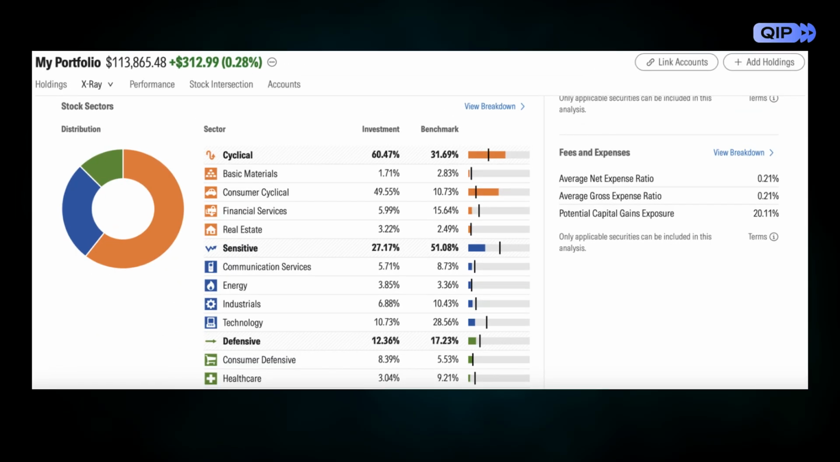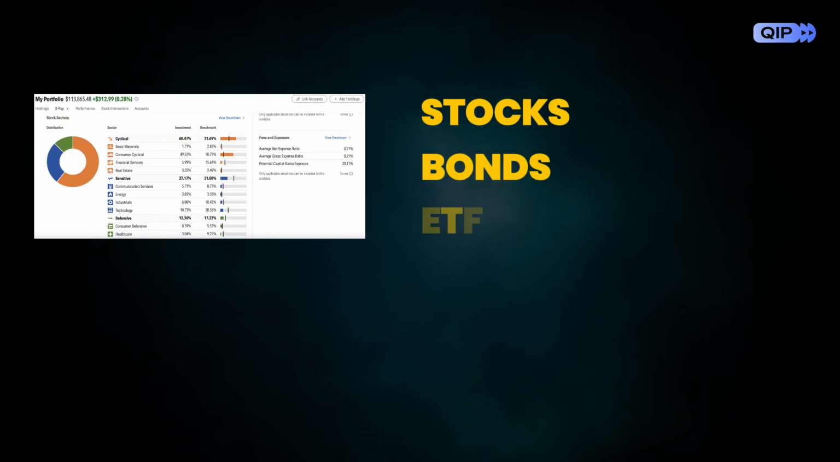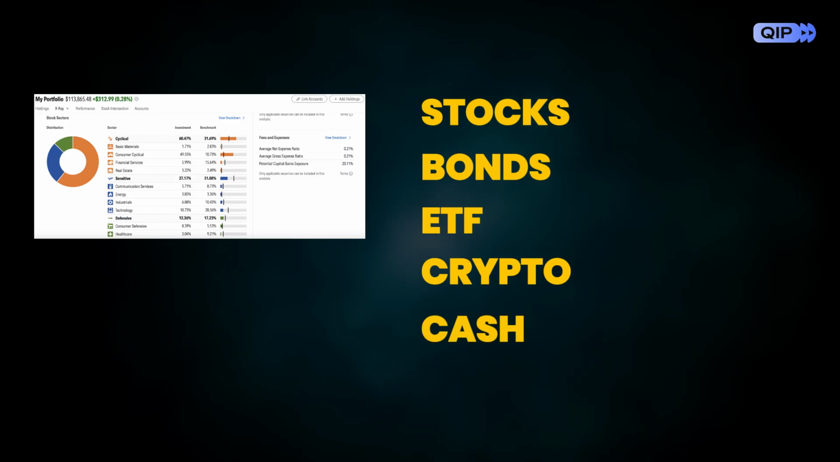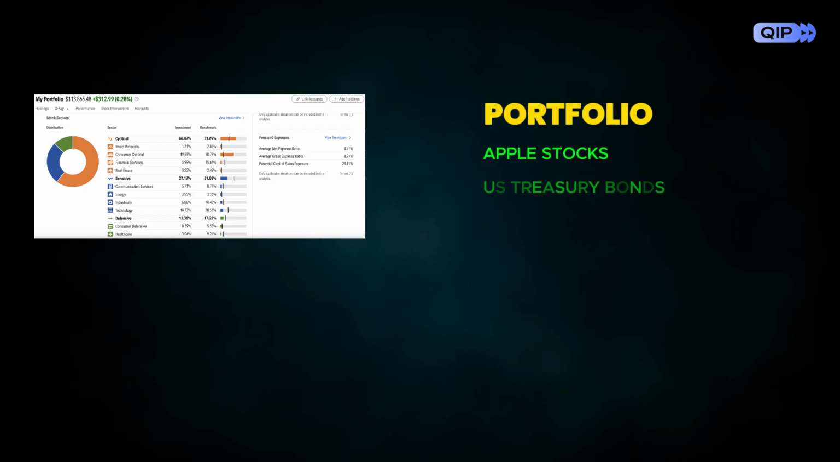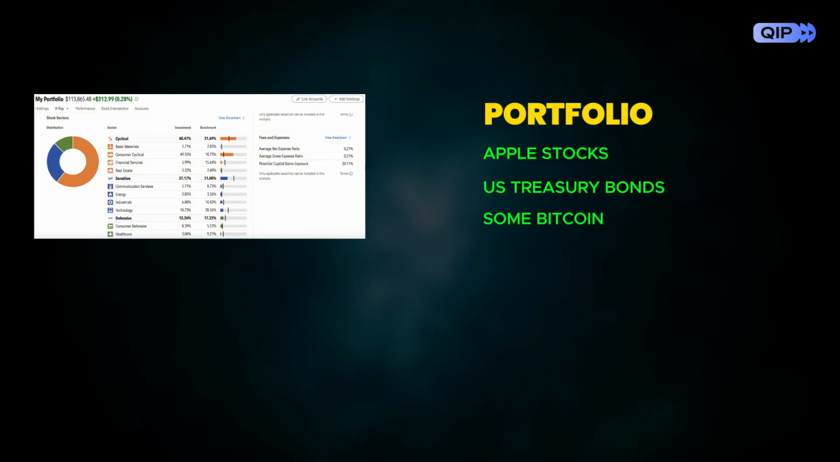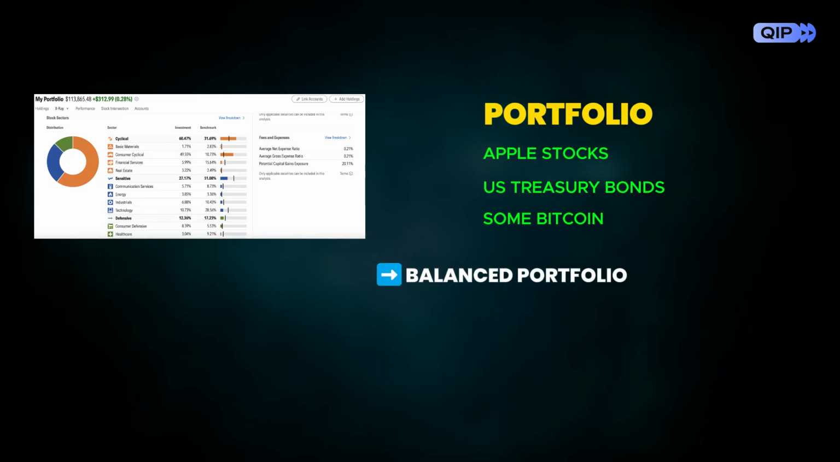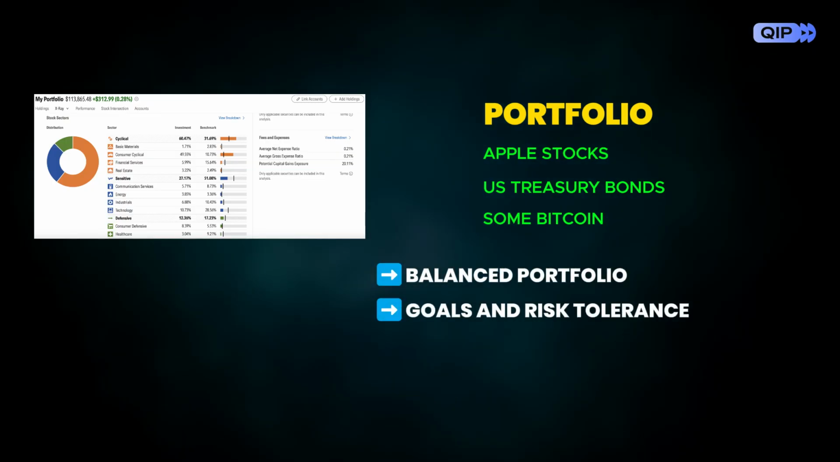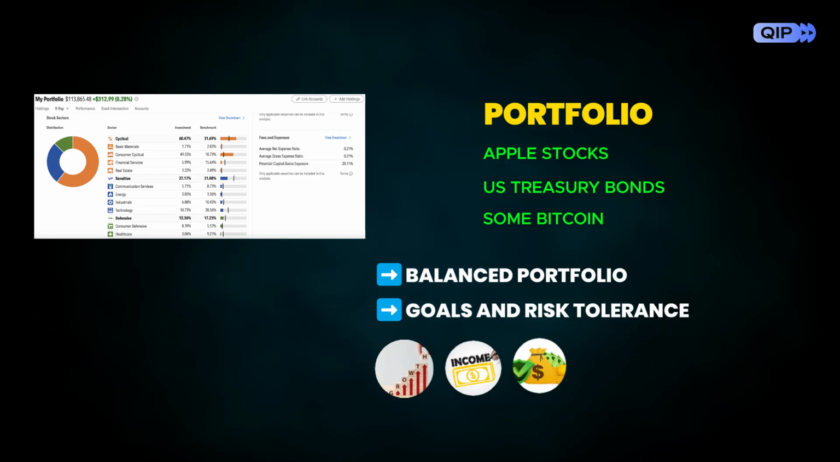2. Investment portfolio. Your investment portfolio is like a basket of all the assets you own: stocks, bonds, ETFs, crypto, or even cash. For example, if you own Apple stock, US Treasury bonds, and some Bitcoin, together, those form your portfolio. The idea is to build a balanced portfolio based on your goals and risk tolerance. Some assets for growth, some for income, and others for safety.